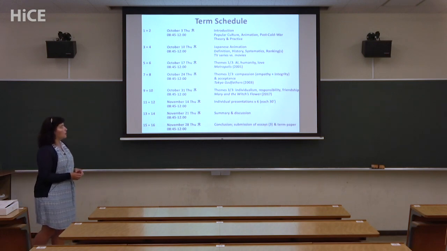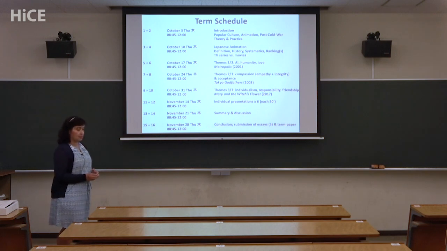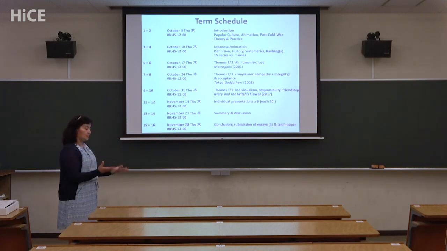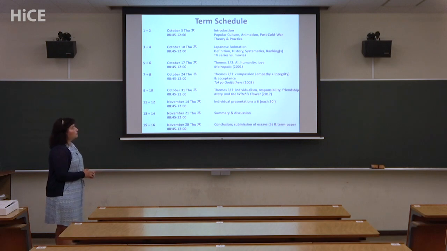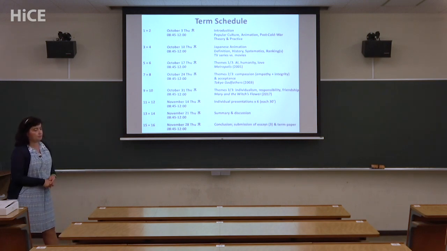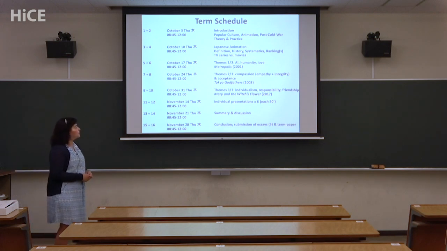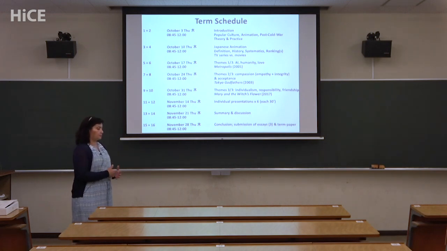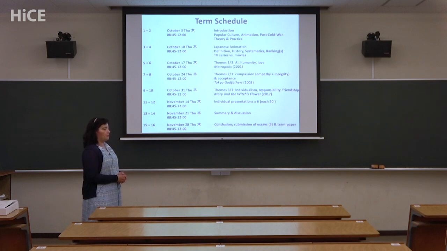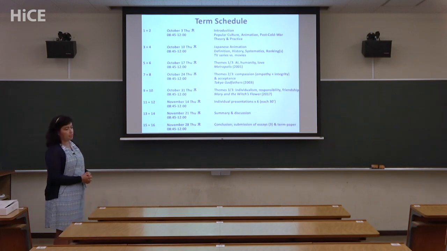Then I'll talk, today and next week, about the history and systematics of Japanese animation, of what is understood within this very large concept. History is quite simple. Systematics refers to the characteristics and categories of Japanese animation. And then the rankings, as well as popular or famous anime or animation directors.